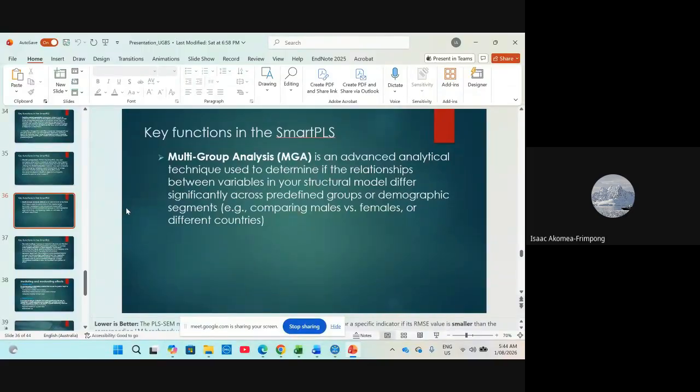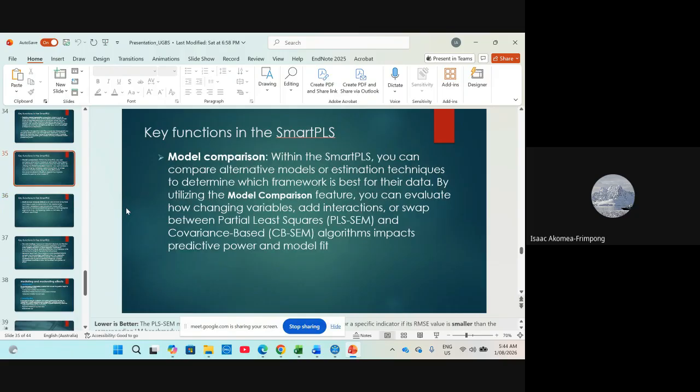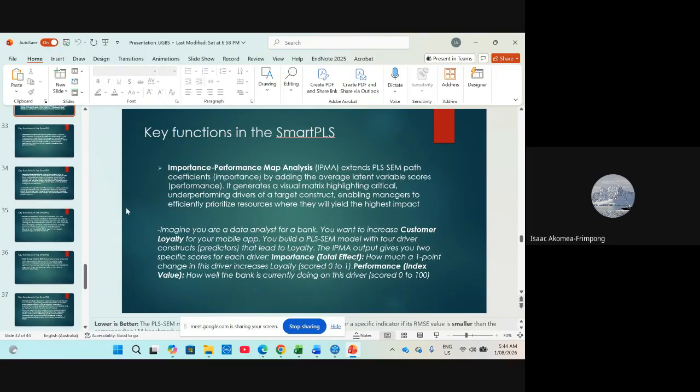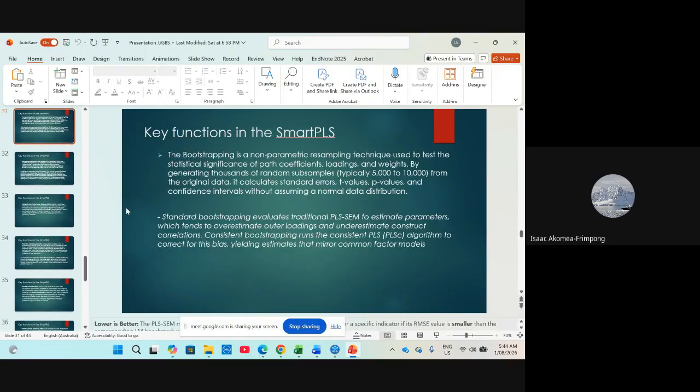For example, if I have groups like males and females, and I want to compare them, or countries, can I use the PLS to do that? If let's say you conducted a study where you collected data from Ghana and Australia, can you compare the results based on your PLS? The answer is yes. You can do what we call a multi-group analysis. I think that's all. The remaining ones are just additional stuff.